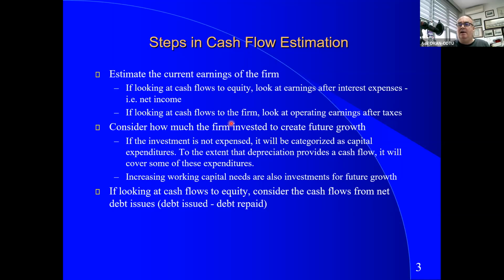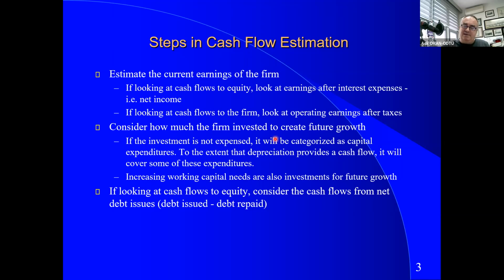If you're looking to value the entire firm, the value that belongs not just to the equity holders, but also to the creditors of the company, then the number you want to find is the operating earnings, EBIT. But again, we will adjust this for any taxes that need to be paid. So it's going to be EBIT multiplied by 1 minus the tax rate, 1 minus T. So that's the first step: what is the current earnings number?